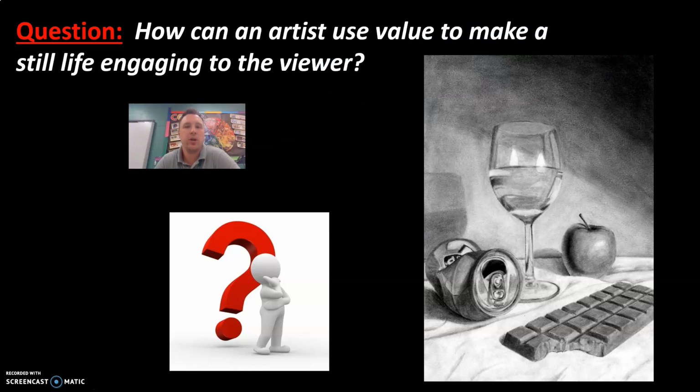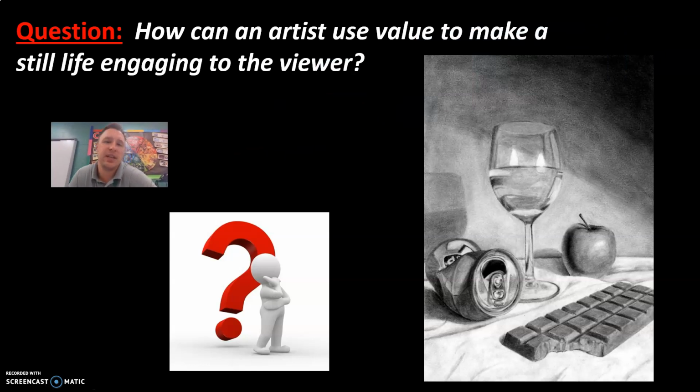So how could an artist use value to make a still life engaging to the viewer? Imagine if this image to the right was just a line drawing. Would it be as engaging as this picture? The answer is no, because the value creates a light source, and it gives some type of form, texture, and three-dimensionality to all the objects. I mean, even in the glass, you can see the light reflecting and the shadows being cast. It actually looks like a glass and liquid inside.